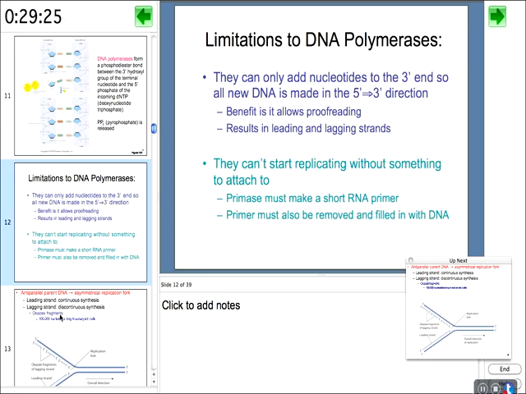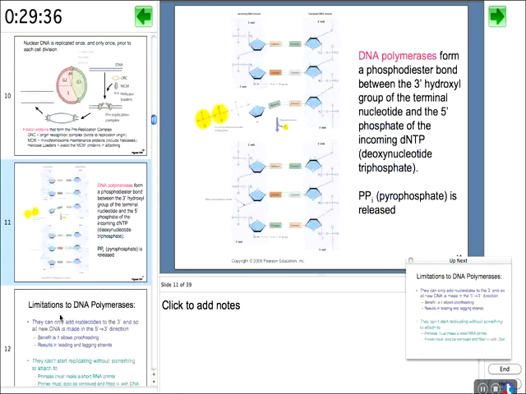So DNA polymerases only add nucleotides to the 3' end of the strand, which means all new DNA is made in the 5' to 3' direction. So if I back up here and show you that picture, DNA polymerases can only add to the 3' end. They're always growing the 3' end. They cannot add to the other side.